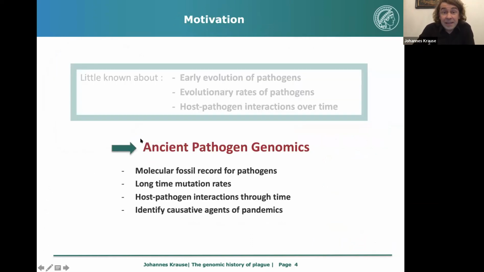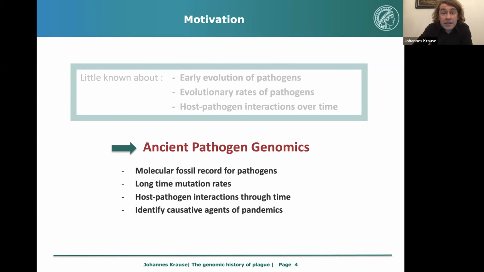So what we gain then is some sort of molecular pathogen record. We are able to directly look at mutation rates because we have calibration points from the past. They are radiocarbon dated, so we can say this is how it looked 5,000 years ago, 1,000 years ago, 500 years ago, and then measure how this pathogen changed through time, how many mutations happened per 100 years or even per 1,000 years.